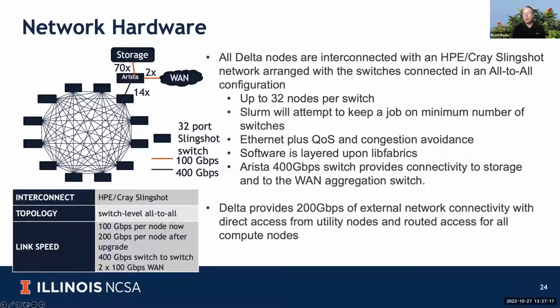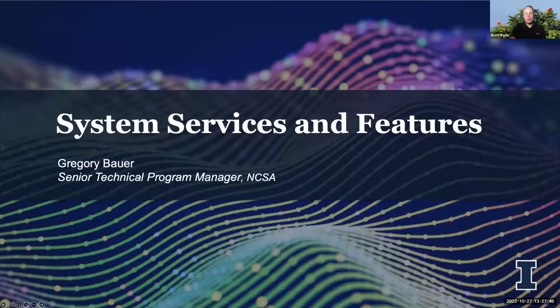We have a total of 200 gigabits of connectivity between the compute nodes and our utility nodes and the outside network. So we believe we have adequate network bandwidth to meet pretty much any network need from either utility nodes or the compute nodes themselves. So if you find a problem, let us know, but we think we've got it pretty well architected to support the external network needs. With that, I will turn things over to Greg, though we're going to switch presenters.